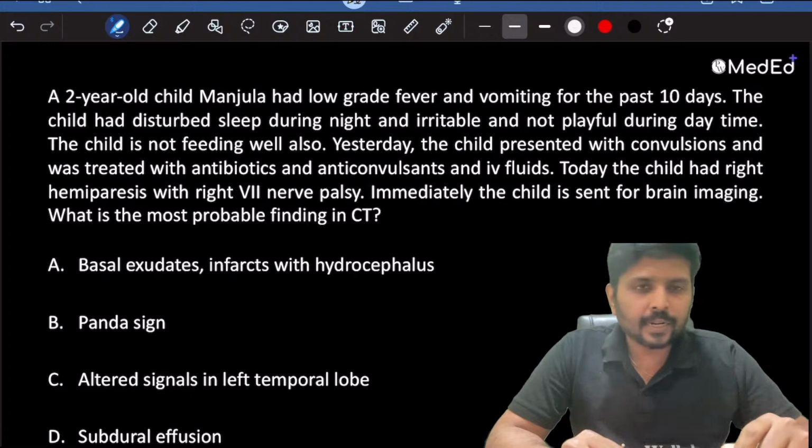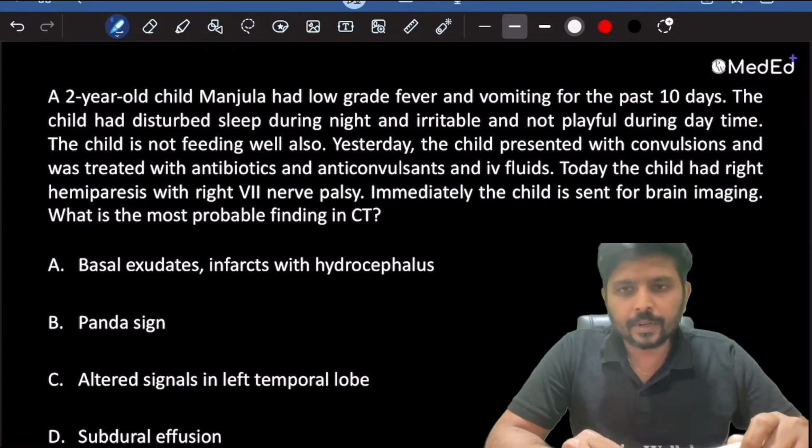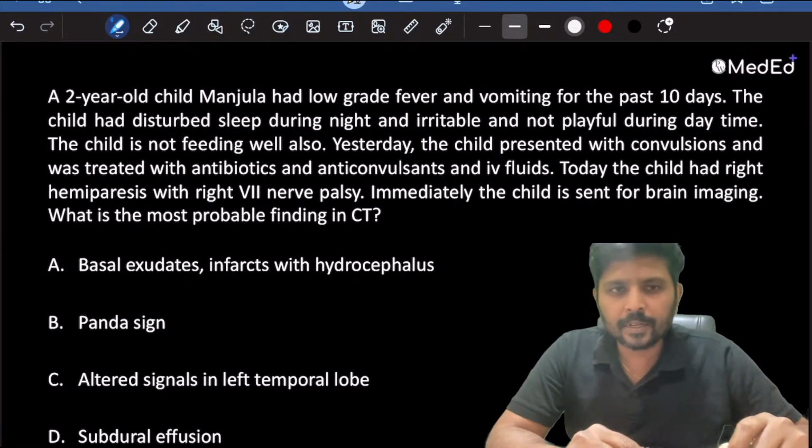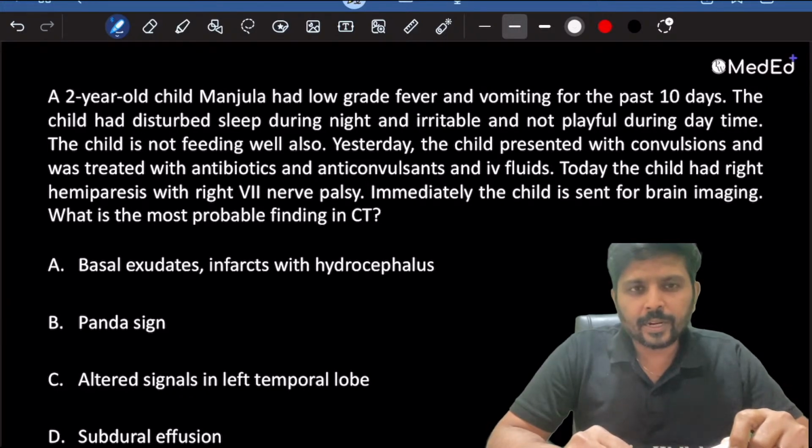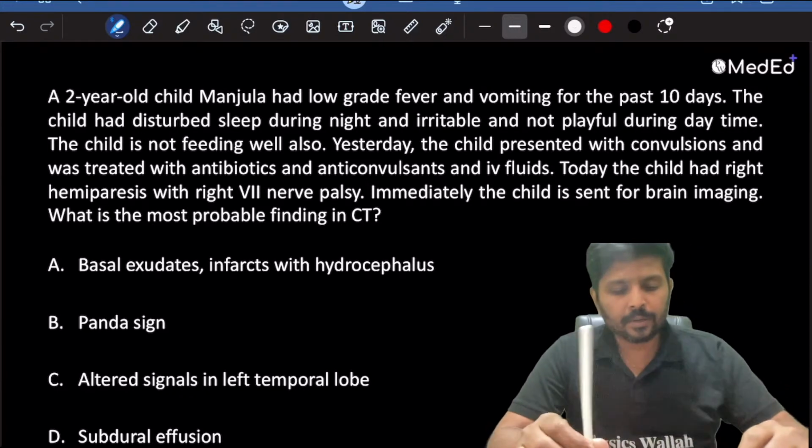Next case. A 2-year-old child brought with fever and vomiting for 10 days. The child had disturbed sleep during the night and was irritable and not playful during the daytime. Yesterday, the child presented with convulsions and was treated with antibiotic and anticonvulsant. There is a cranial nerve palsy. Immediately, the child is sent for brain imaging. What is the most probable CT finding?